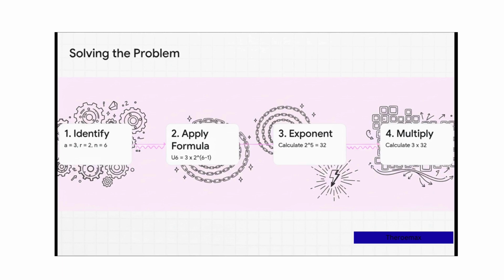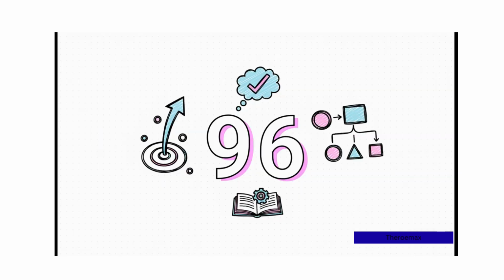So our formula becomes 3 times 2 to the power of, remember, n-1, so 6 minus 1 is 5. So that's 3 times 2 to the power 5, which is 3 times 32. And that leaves us with our answer, 96. See, the formula gets us there perfectly. No guesswork needed at all.